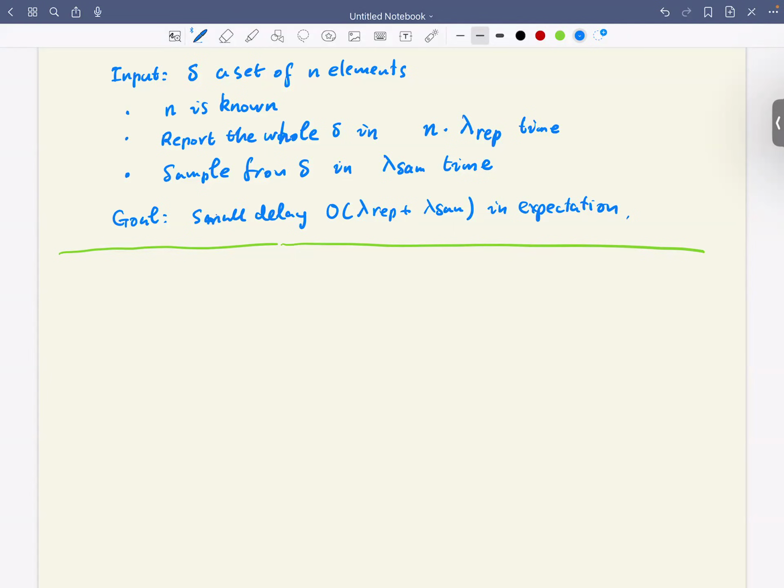Now let's start with our solution one. Solution one is really a simple solution. I just want you to use these three operations. What do I mean by operations? I give you three bullets. You have the value n for free, so whenever you need the size n, you get it for free. And whenever you need to report the whole thing, you can apply the second and the third operations.